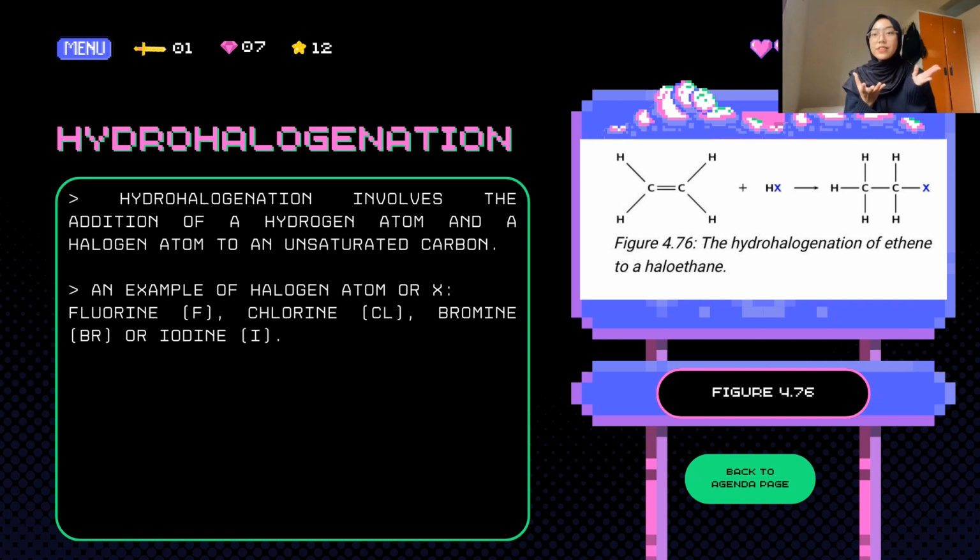Here's the example, the hydrohalogenation of ethene to the haloethane. We can see that ethene plus HX, which is the hydrogen halide, forms the haloethane. And here we can also see a double bond going to a single bond, which is the double bond in ethene going to the single bond to form the haloethane.